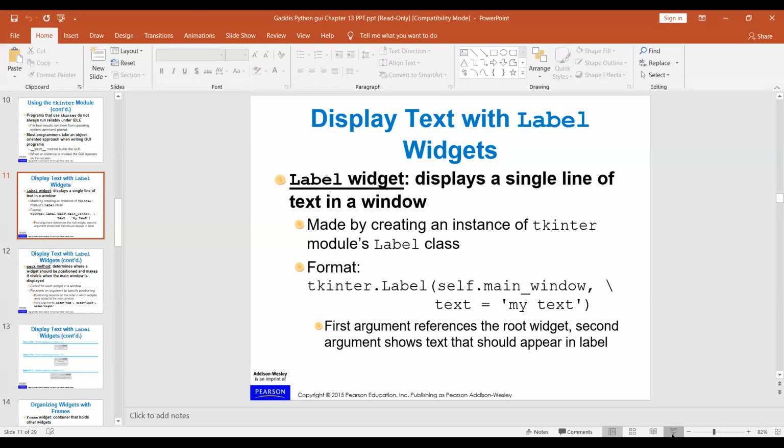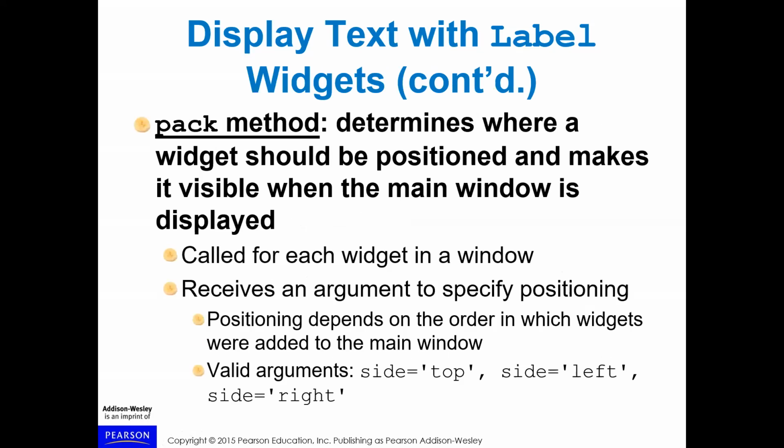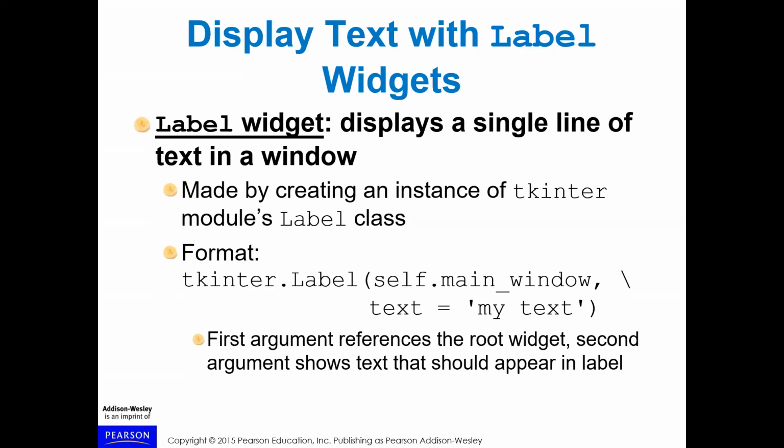All right, so this is where we were. Tkinter Label, right? So we added the label, and we've seen the usage of it, basically. So now some of the things. A label widget displays a single line of text in a window made by creating an instance of tkinter's module Label class. And we've seen the format. The first argument references the root widget, which is that canvas, and then the second argument shows text that should appear in the label.